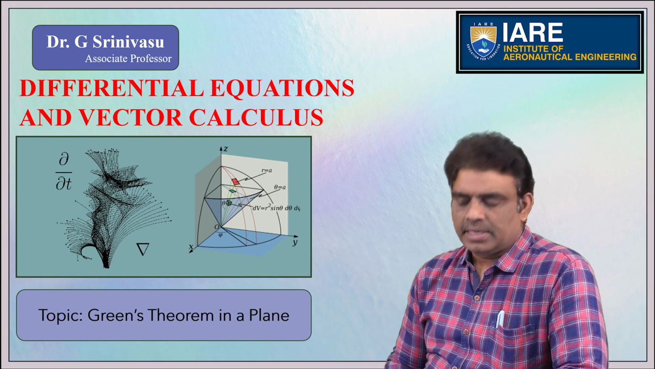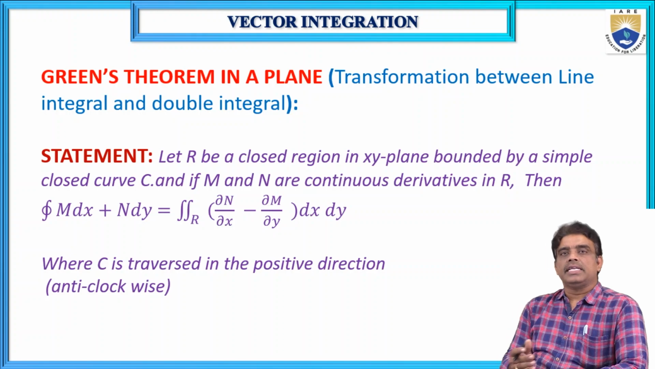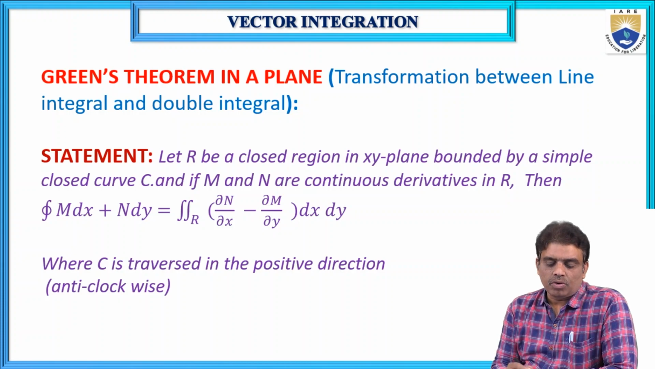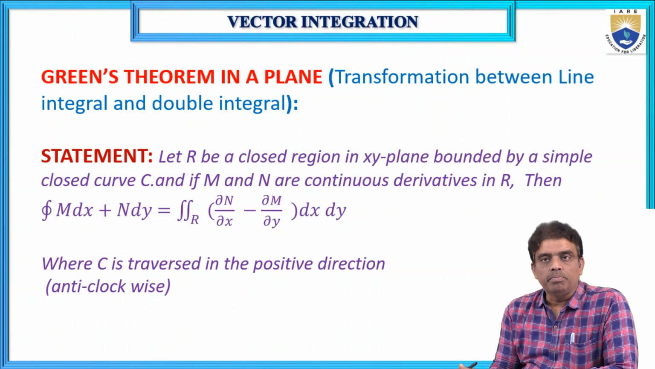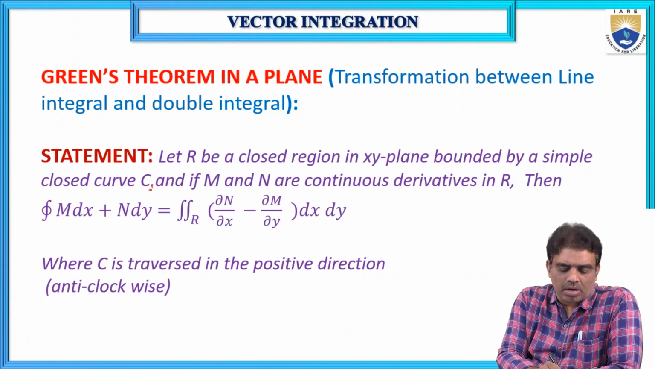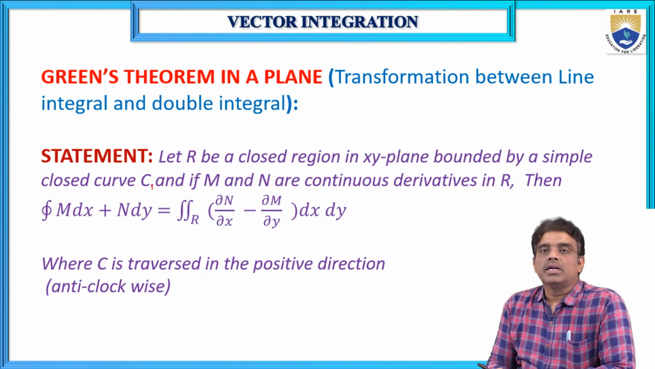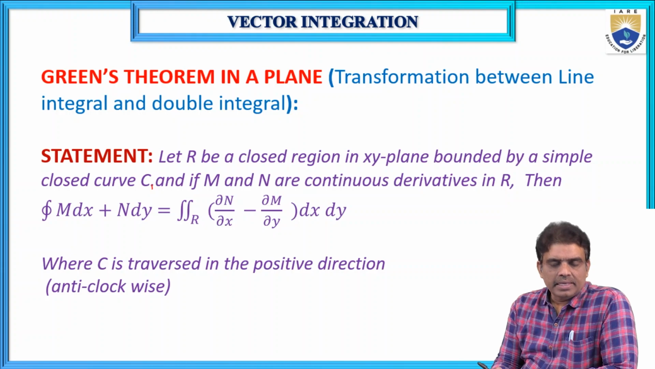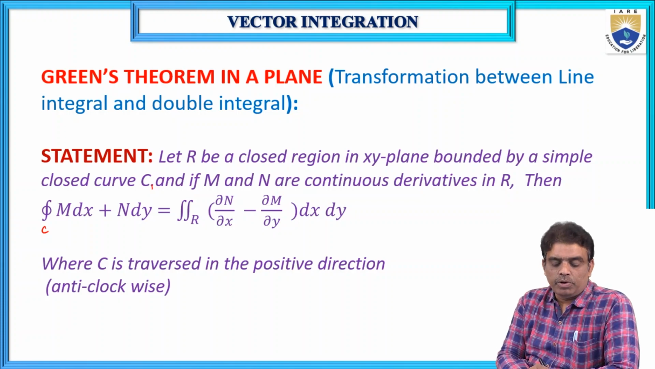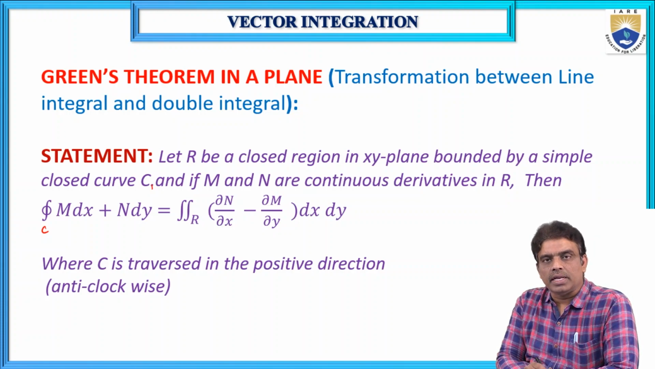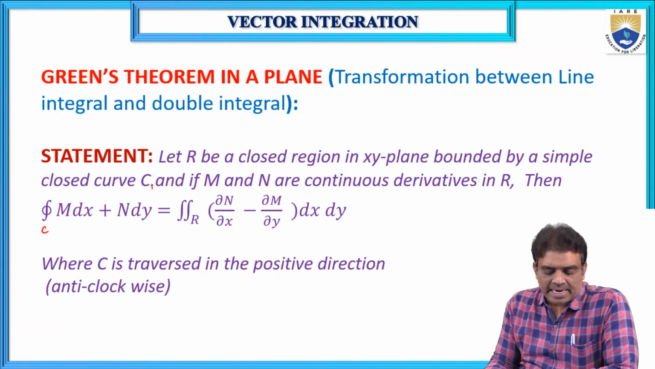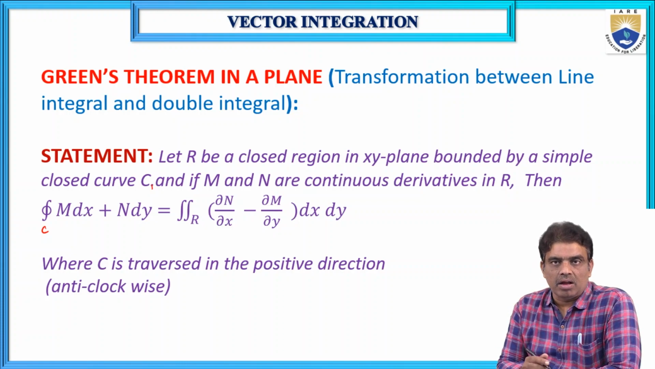So if you see the statement of Green's theorem in a plane, it is a transformation between line integral and double integral. Let R be any closed region in the xy plane bounded by a simple closed curve C, and if M and N are continuous functions having derivatives in R, then the integral over the closed curve C of M dx plus N dy is equal to the double integral over the region R of dou N by dou x minus dou M by dou y dx dy, where C is traversed in the positive direction, that is anti-clockwise direction.